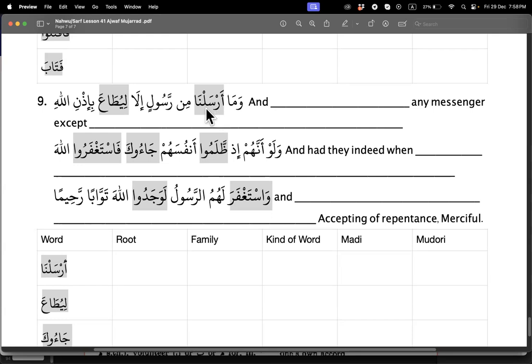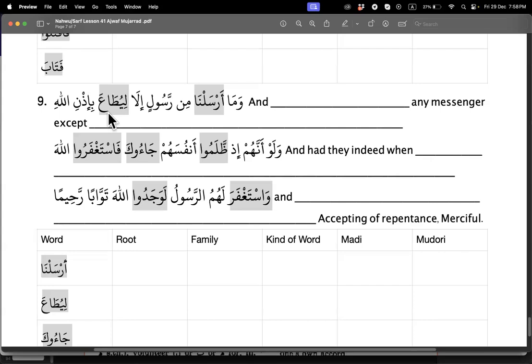So what's the translation here? We had sent. Okay. But when this ma is with illa, we will do that later. Usually it's negation, so we did not send any messenger except, okay, here: liyuta'a. Li makes the fi'il mudhari after it mansub. And what are the root letters here?